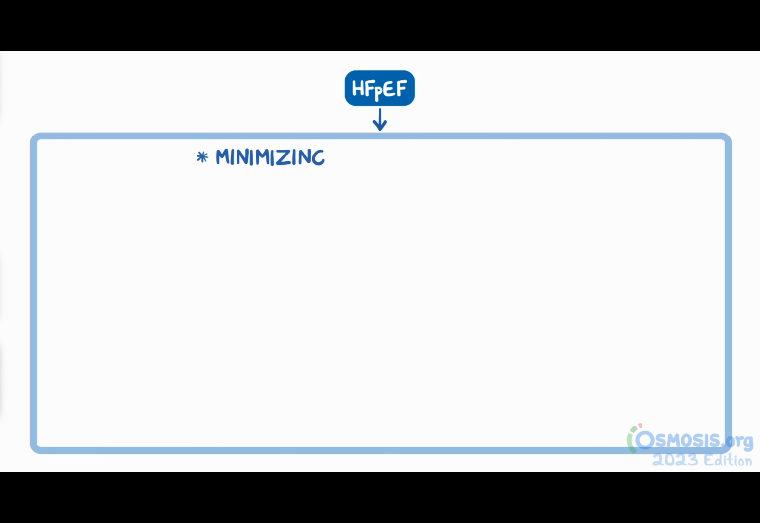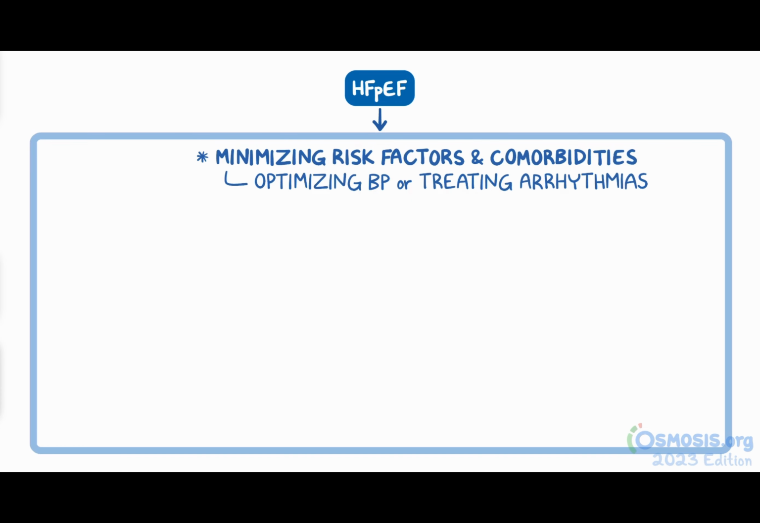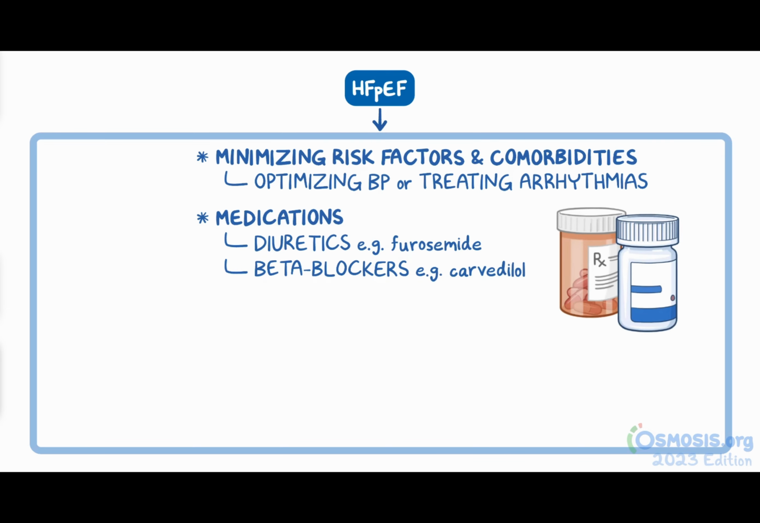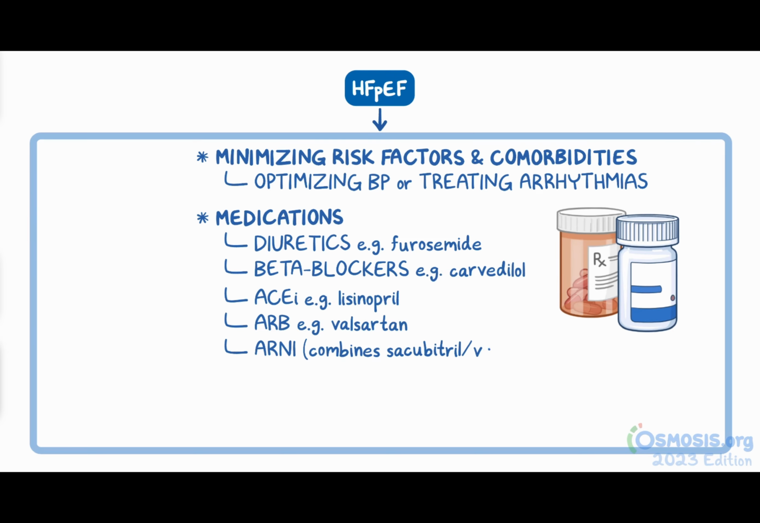Treatment includes minimizing risk factors and comorbidities, like optimizing blood pressure or treating arrhythmias, and medications to help control symptoms. Some important medications include diuretics like furosemide, as well as beta blockers such as carvedilol to optimize blood pressure. Patients may also get either an ACE inhibitor or ACE-I like lisinopril, an angiotensin receptor blocker or ARB like valsartan, or a combination angiotensin receptor neprilysin inhibitor or ARNI, which combines sacubitril and valsartan and is actually preferred.